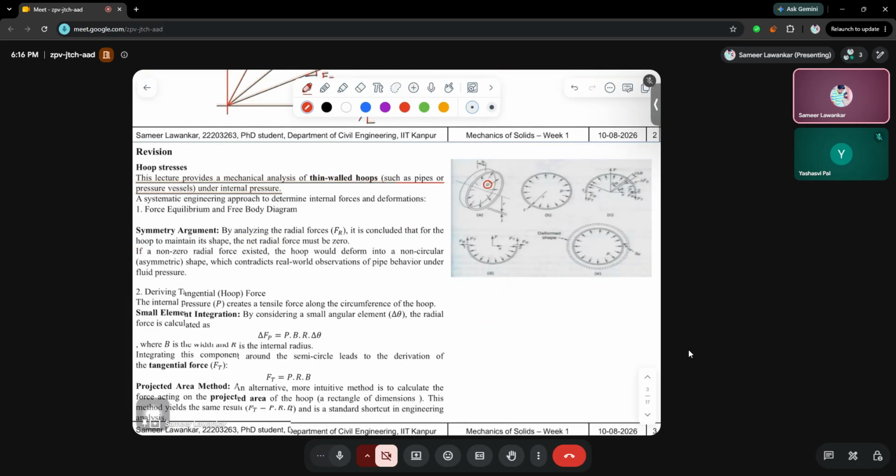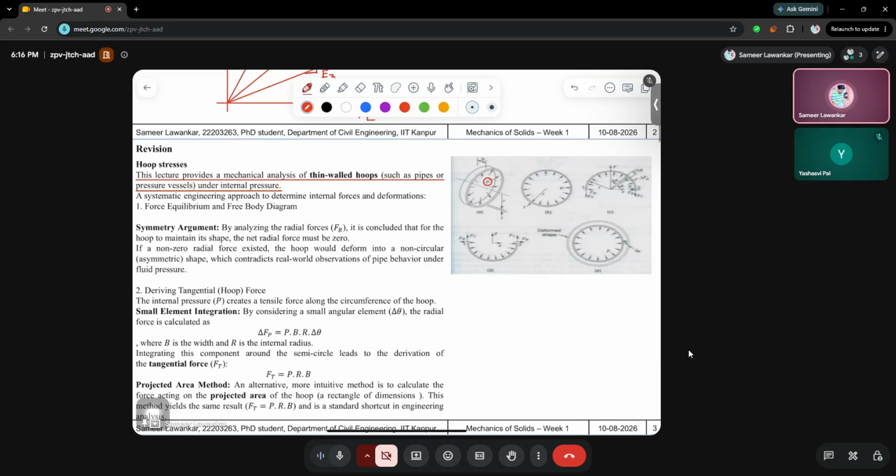Okay. So a systematic engineering approach to determine the internal forces and deformations is being inculcated here. Again, the basic things you need to know are what the tangential force is, how the derivation was carried out, what the value of Ft is, what the value of Fr is, and how they are calculated. Basically, the first thing is the force equilibrium and the free body diagram. You need to calculate that first. These are just the points by which the professor derived the things regarding the hoop stresses. I am just going through them as quickly as possible.